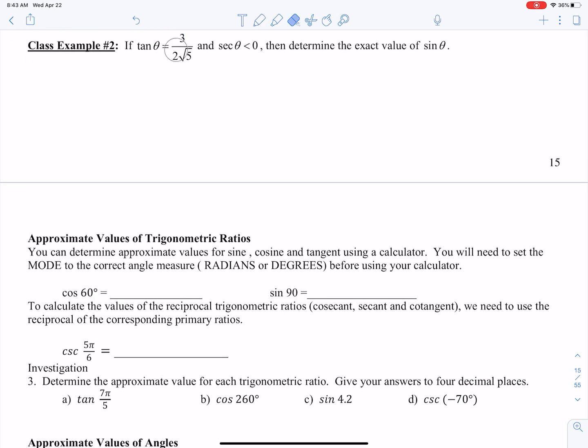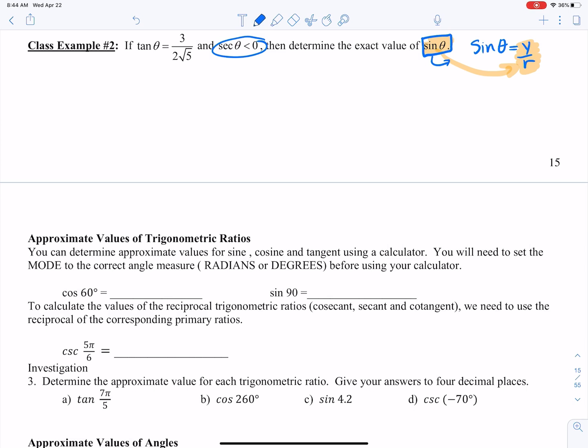All right. Question number 2. If tan theta is equal to 3 over 2 root 5 and sec theta is negative, then determine the exact value of sine theta. A lot going on in this question. When they're asking for sine theta, they are not asking for the angle. They are asking for the ratio. So we know that sine theta is equal to y over r. Whenever they say sine theta, it's a ratio. But if they were asking just for theta, we'd be looking for the angle. So it's really important that you read it that way.